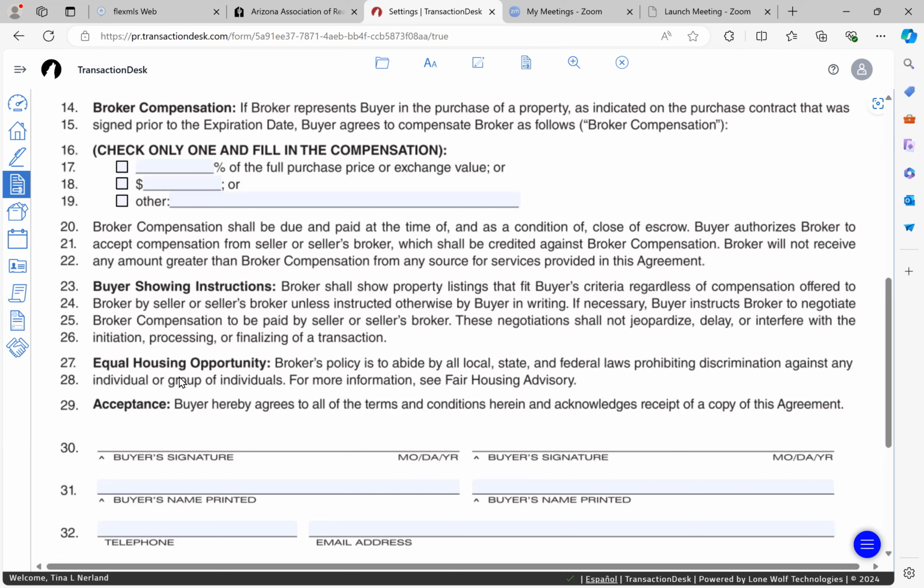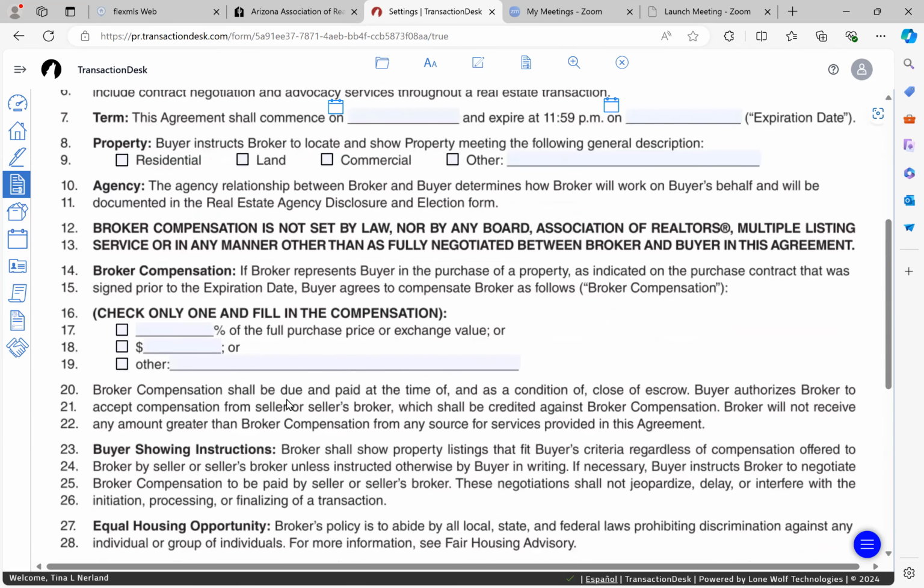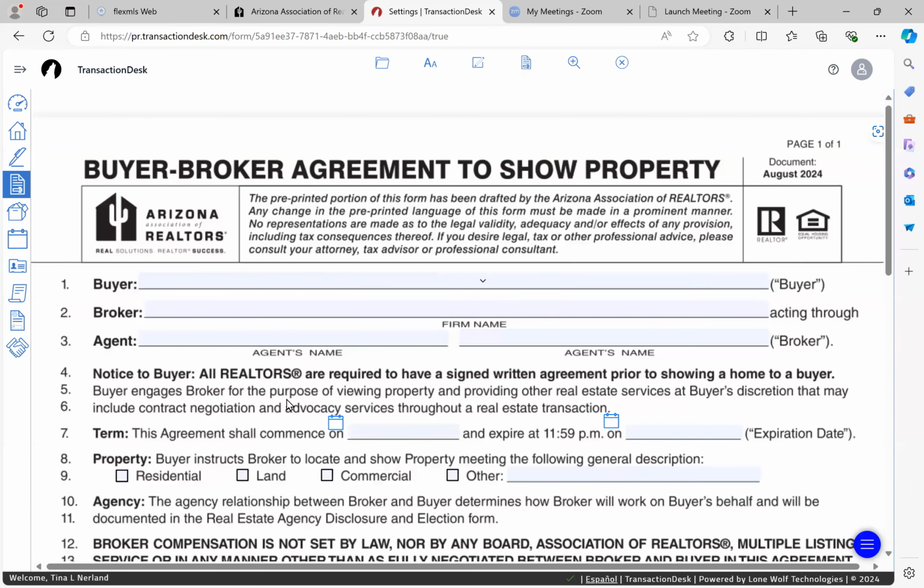As always, equal fair housing opportunity. Broker's policy is to abide by all local, state, federal laws prohibiting discrimination against any individual or group of individuals. For more information, see Fair Housing Advisory. Acceptance: buyer hereby agrees to all the terms, conditions herein and acknowledges receipt of a copy of this agreement. Buyer signs it and agent signs it. So here's my thoughts on this.